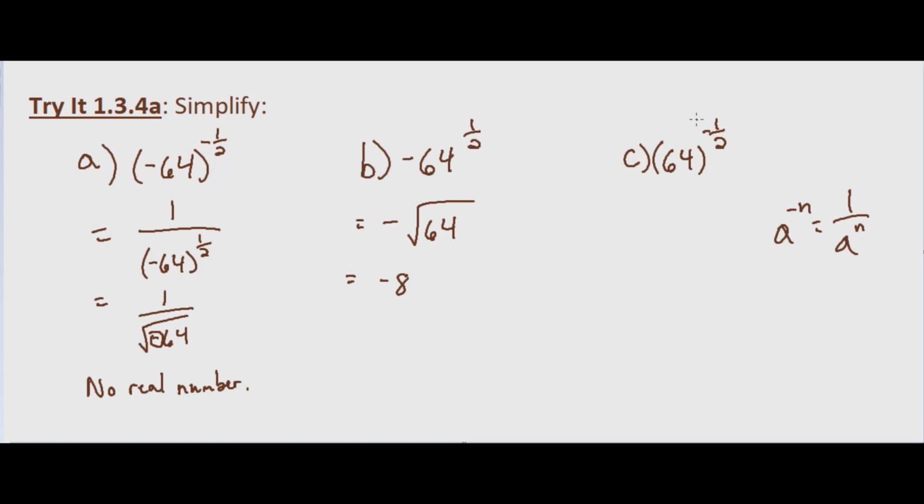Part C, we have 64 to the negative 1/2. So we're going to use this relationship again. A to the negative n equals 1 over a to the n. So this is going to equal 1 over 64 to the 1/2, which then equals 1 over the square root of 64. Square root of 64 is once again 8. So we're left with 1 over 8 as the simplification of 64 to the negative 1/2.